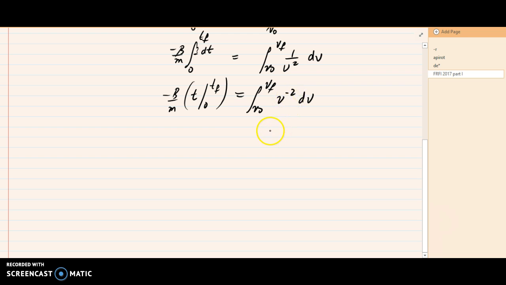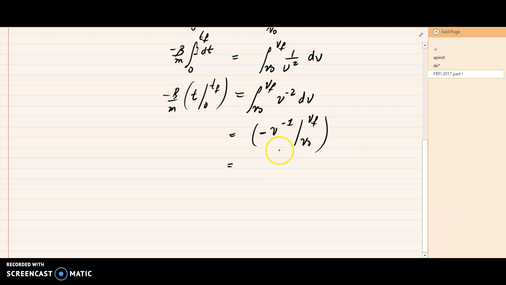So you add 1 to the power, v to negative 1, and you divide by what you get in the power. Divided by negative 1, this produces a minus sign. We put all that, and we evaluate it from v0 to v final. Okay, so that's what that step produces on the right side of the equal sign. Let's continue the right side for now.